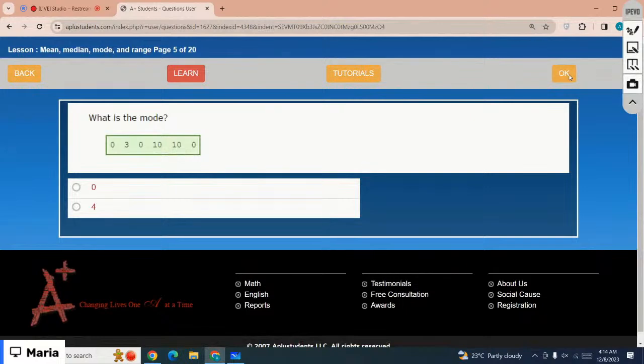What is the mode value? Which is the correct option? Mode is the number that appears the most in the data. So what is the mode value in the given data? Very good. The mode value is 0. 0 is the number that appears most often in the data. So the correct option is 0.